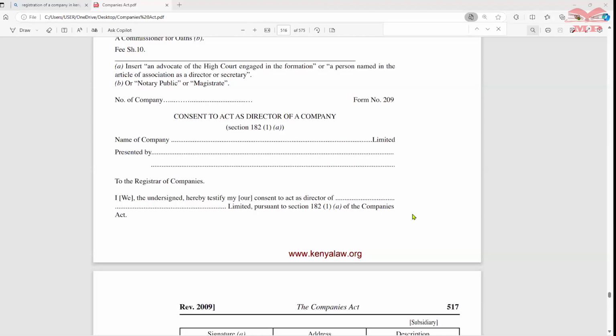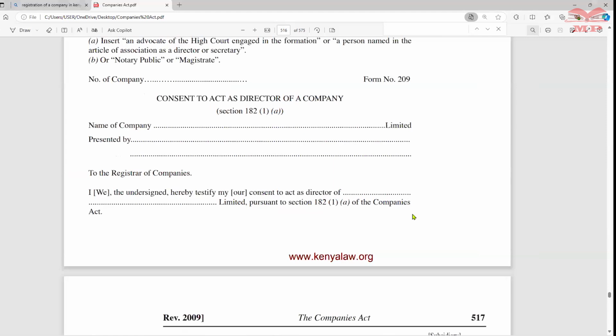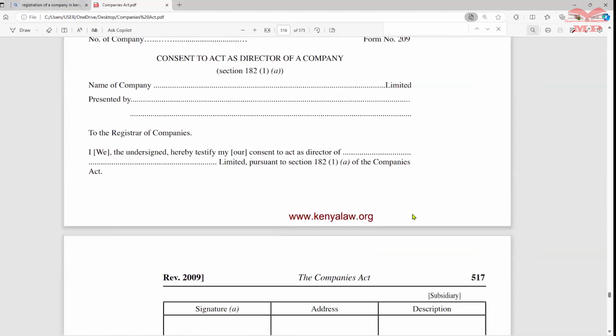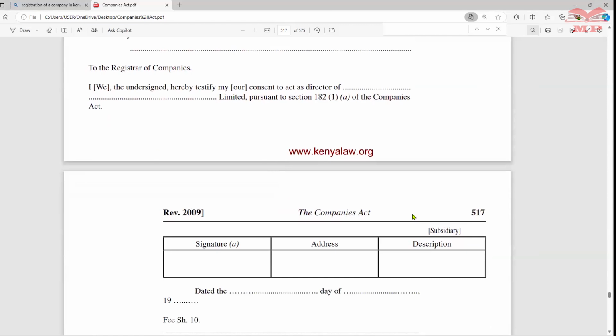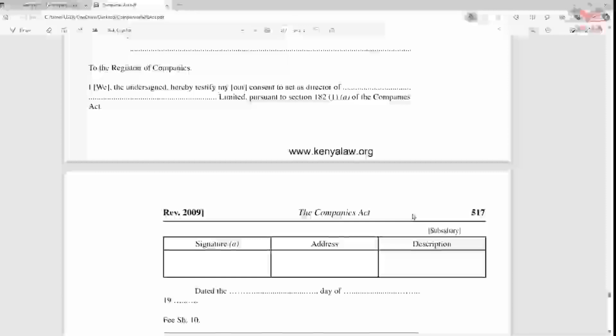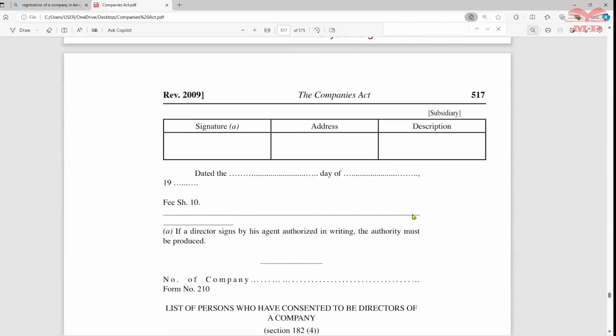This is the Form 209. It is a consent to act as a director of a company, as read with Section 182(1)(a) of the Companies Act. It has the name of the company presented by and to the Registrar of Companies, whereby it says, I or we testify to our consent to act as a director of your company, pursuant to Section 182(1)(a) of the Companies Act. It provides the signature, the address, and the description. It is dated. The fee may have changed.